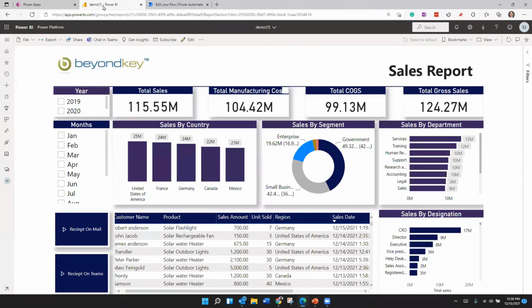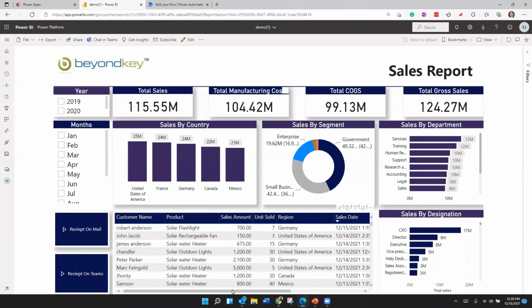Now, if I were to then go into Power BI, I could see this information. We already pre-filled out the information here, but you could see here that this is all the information about the sales reporting. And there's information about Robert Anderson here as well with the solar flashlights. Now I'm looking at this sales report. I would be looking at this more as an executive or a sales manager.